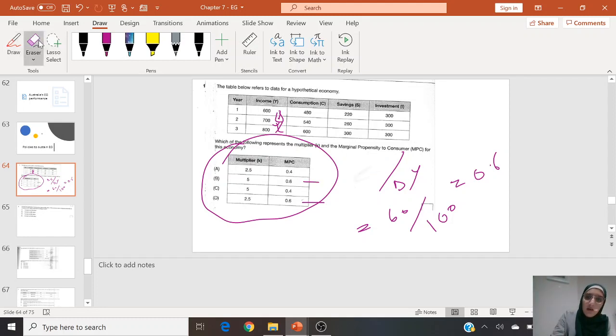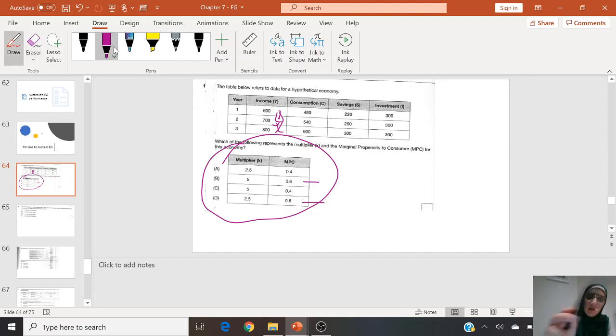Now let's just look at the multiplier. For the multiplier, all you need to do is plug in the formula, which is K equals 1 over 1 minus the MPC. Since we already know the MPC is 0.6, it's 1 over 1 minus 0.6, which should give you 2.5. Henceforth, we know that the answer is D. Okay?